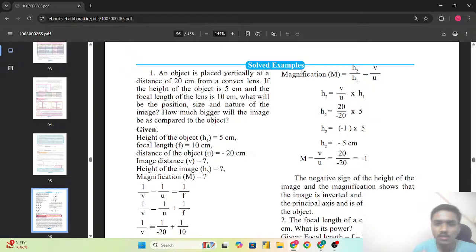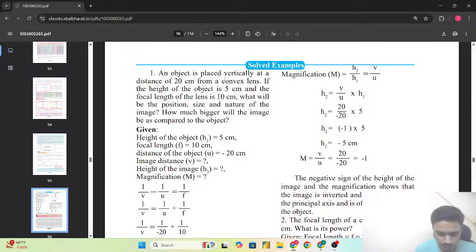So the object distance from that convex lens will be 20 centimeter. If the height of the object is 5 centimeter and the focal length of the lens is 10 centimeter, what will be the position, size and nature of the image? So we have to comment on what will be the position of the image formation, what will be the size of the image, and what will be the nature of the image that will be formed. How much bigger will the image be as compared to the object?